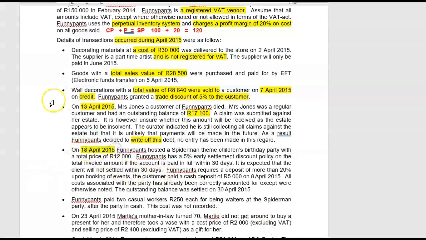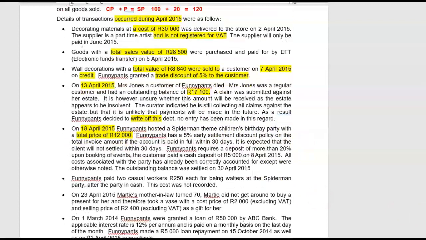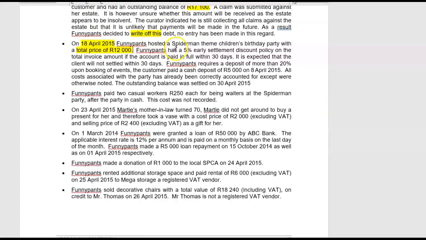On 18 April, Funny Pants hosted the Spider-Man themed children's birthday party with a total price of 12,000 Rand. So total price will for sure include VAT. Funny Pants has a 5% early settlement discount policy on the total invoice amount if the account is paid in full within 30 days. It is expected that the client will not settle within 30 days. Funny Pants requires a deposit of more than 20% upon the booking of the event. The customer paid a cash deposit of 5,000 Rand on 8 April 25.